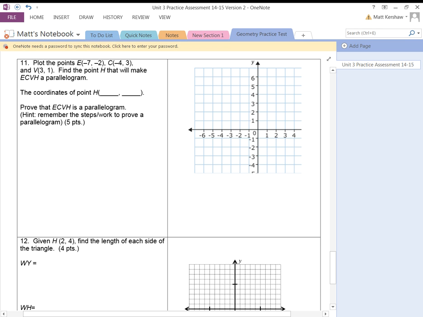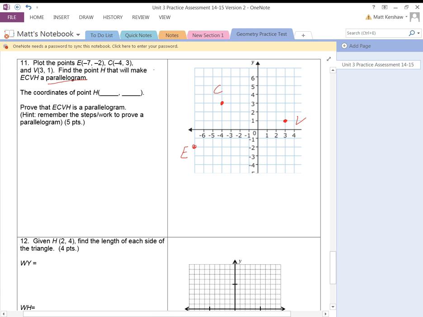All right, so let's start by graphing these points. -7, -2. There's E, -4, 3. There's C, 3, 1. There's V. And then we want to find H so that it'll make this a parallelogram.